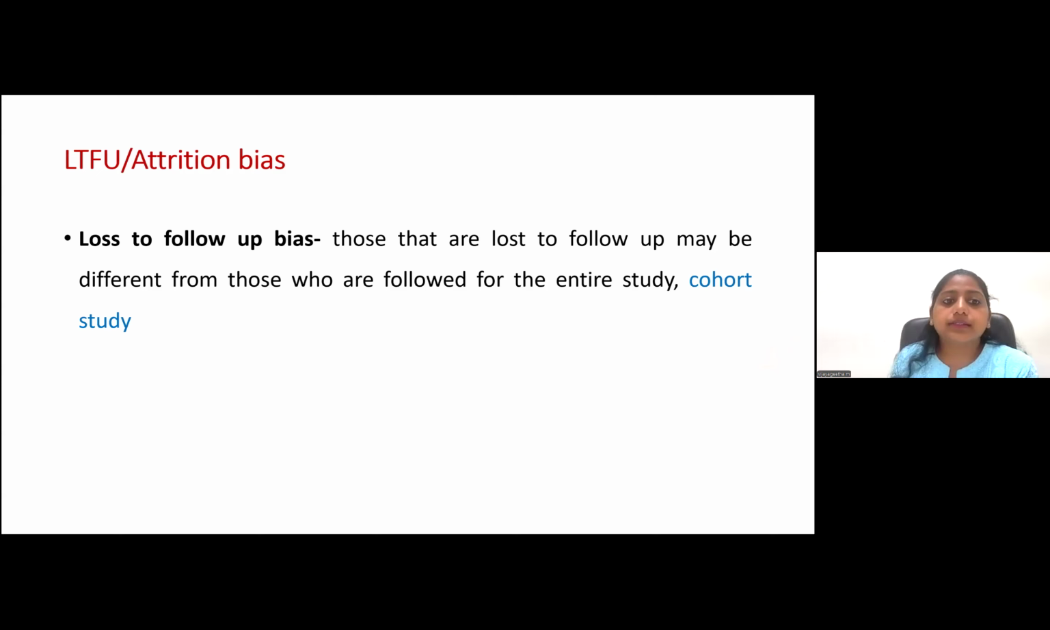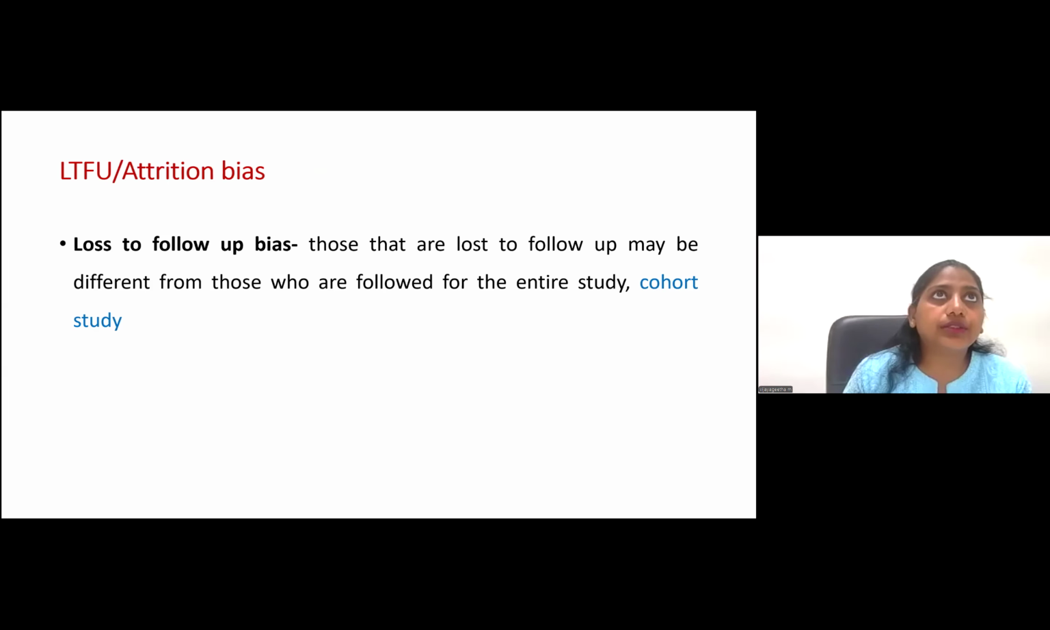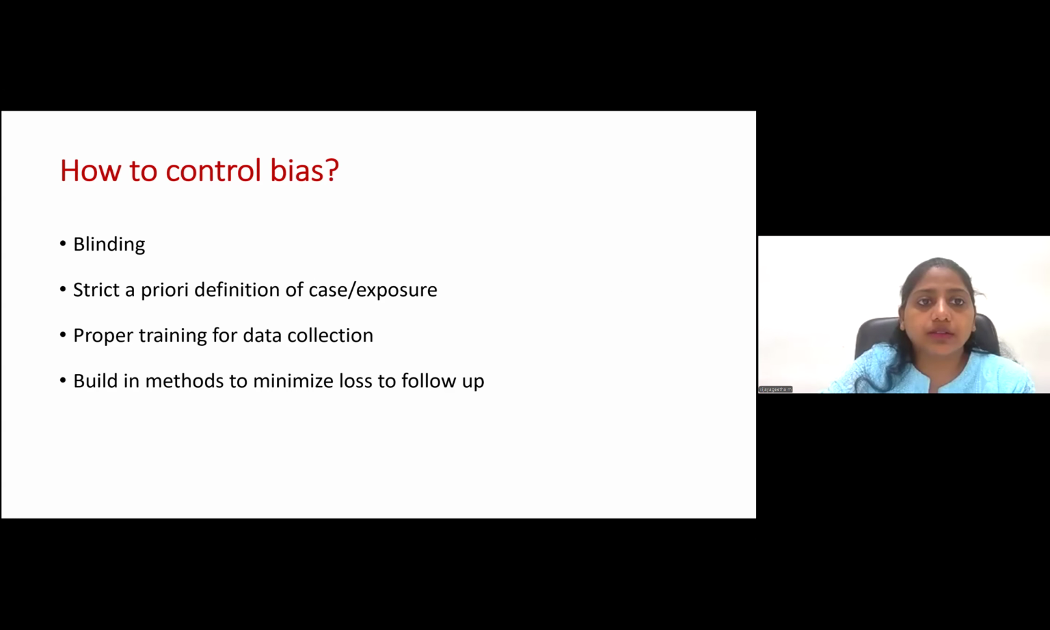Another type of bias common with cohort studies or even randomized control trials is the attrition bias or loss to follow-up bias. Those that are lost to follow-up may be different from those that are followed up for the entire study. And this is very important to keep in mind. That is why, in case of randomized control trials, we don't stop with intention to treat analysis alone, but also go for something called a per protocol analysis.